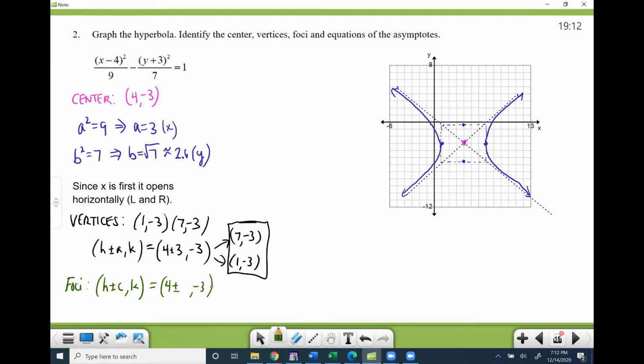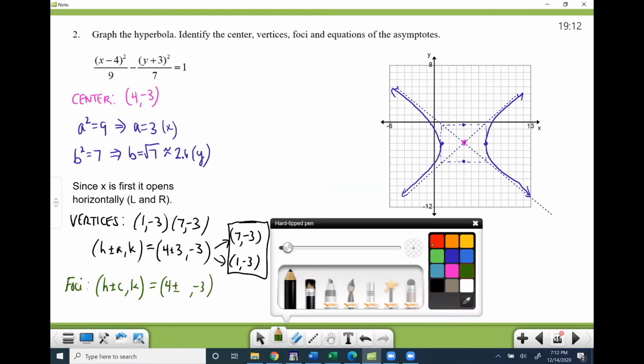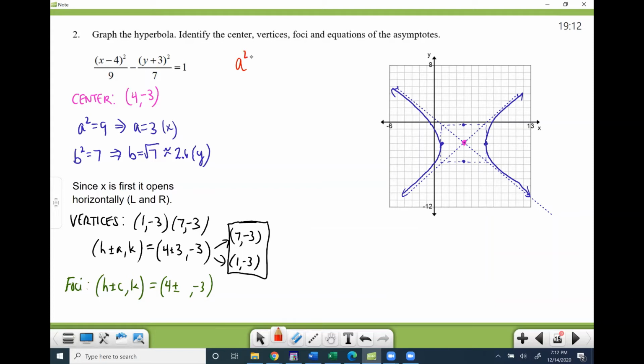The only problem is we don't have C. So we're gonna go in, use our favorite formula. It's come up a lot this class. And we'll plug in the A squared. We'll plug in the B squared.